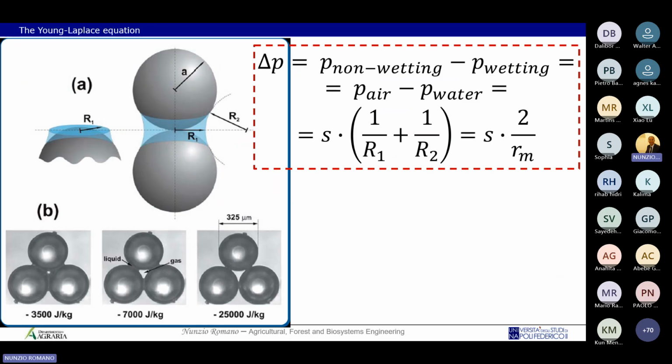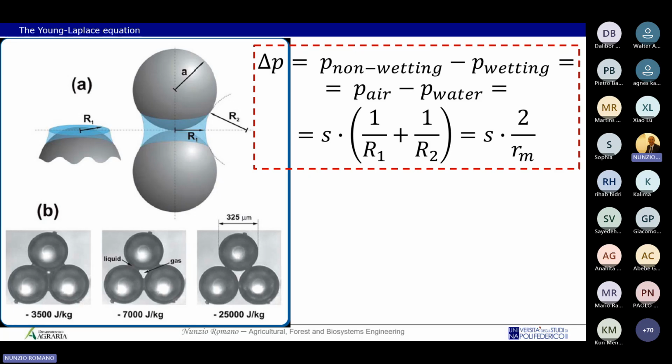Everything is governed by the Young-Laplace equation. If you see on your left, there are two spheres and some water between the two spheres. Water is entrapped in the spheres, and we have two curvatures of water, and the radii of curvature are R1 and R2.